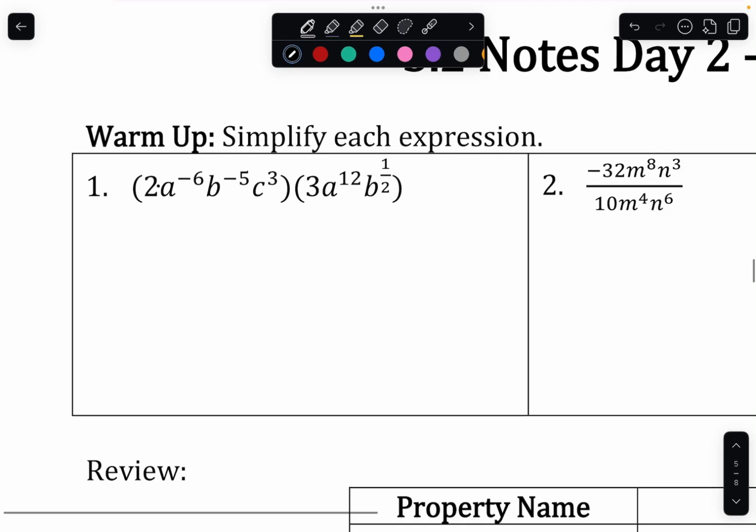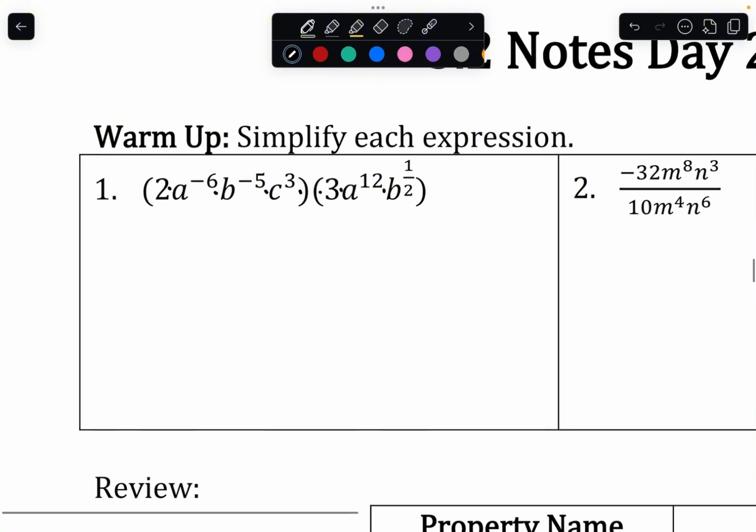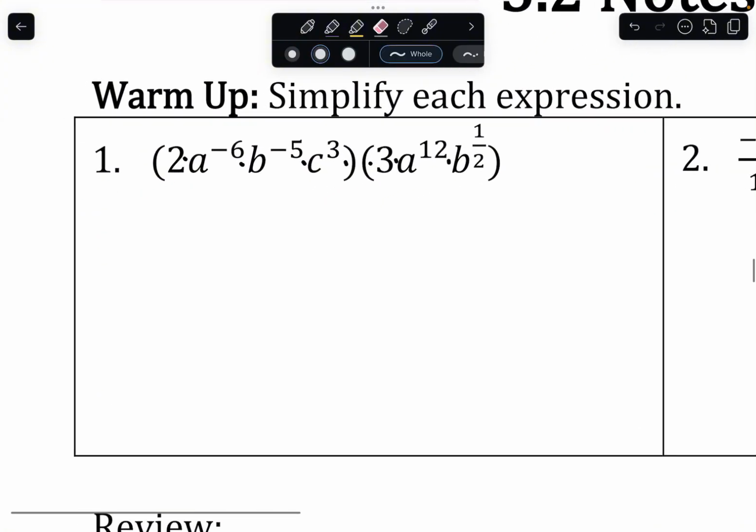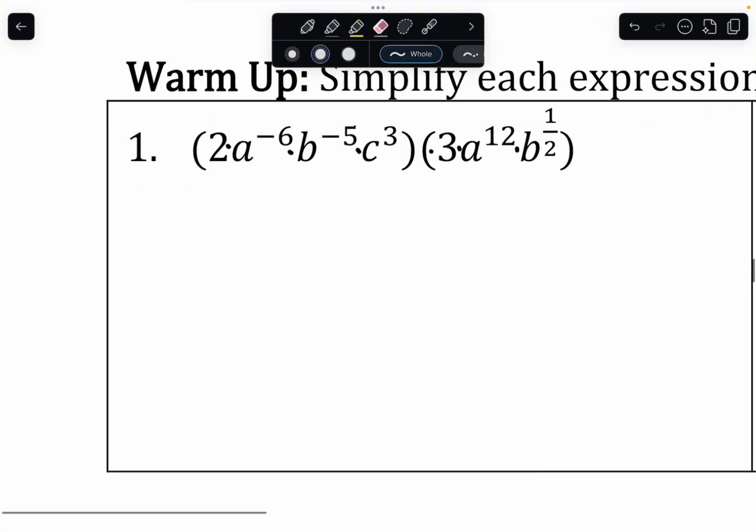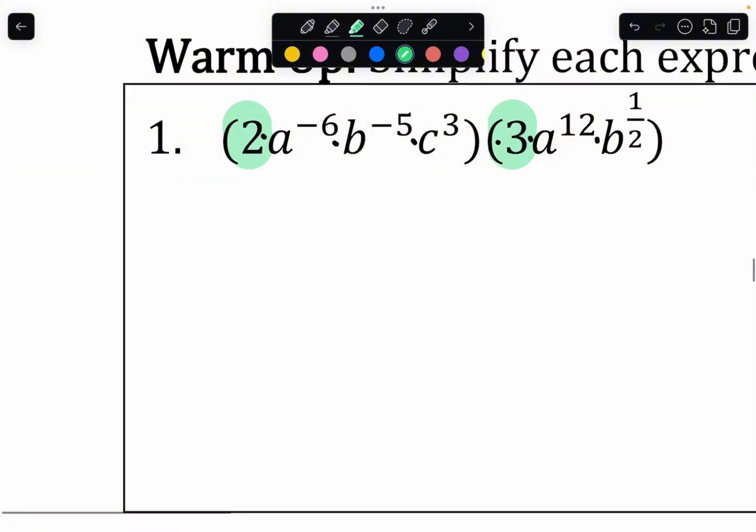Here, everything's being multiplied by everything, and so the parentheses aren't necessary. There's nothing to distribute. You can separate each one with a multiplication dot if you want to. I like to put the coefficients out front. Coefficients are these big numbers without an exponent. They're not a base. That's important. Those coefficients are going to come out front and they're being multiplied.